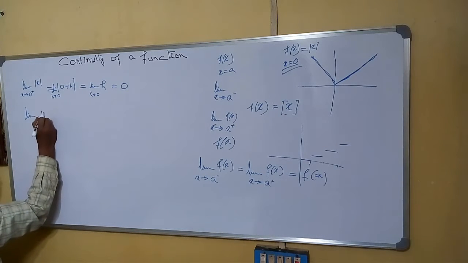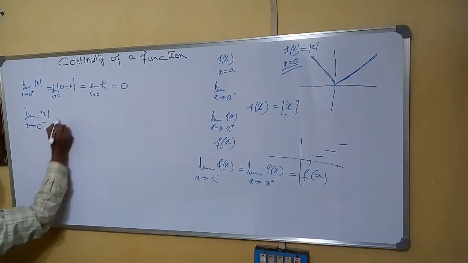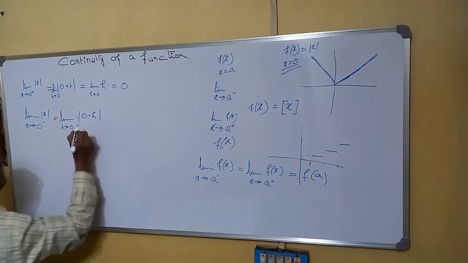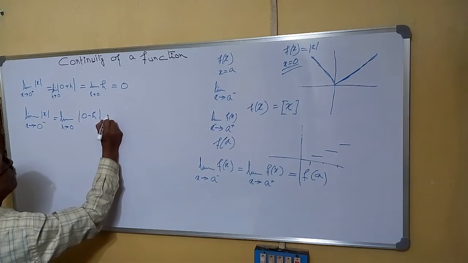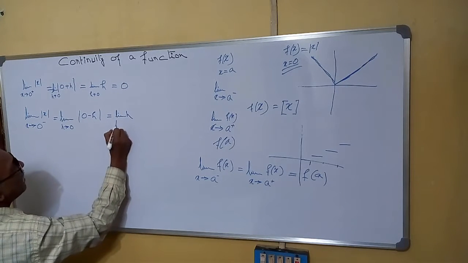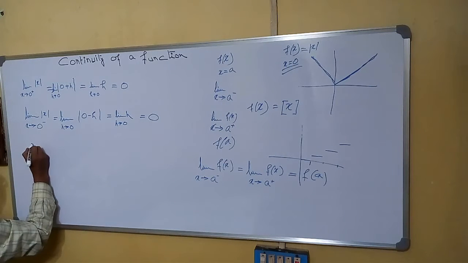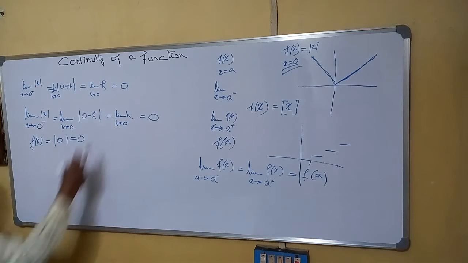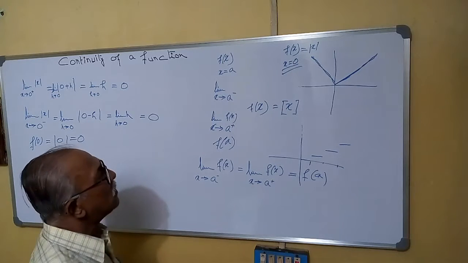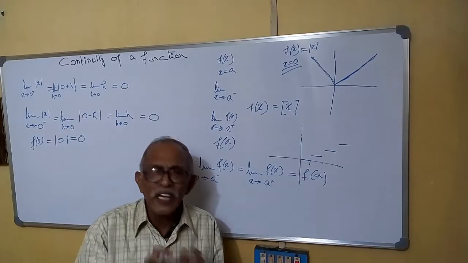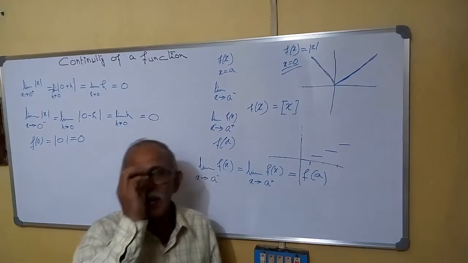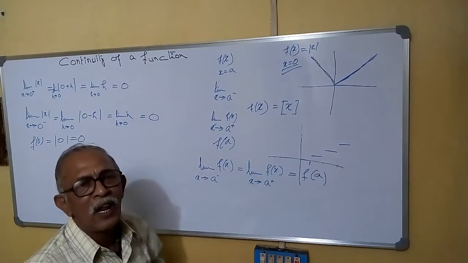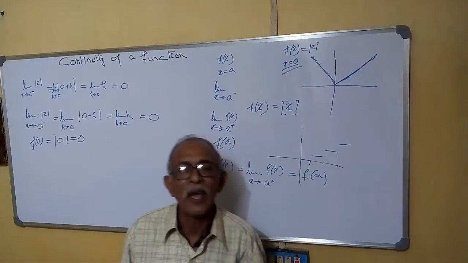Similarly, limit of mod x, x tends to 0 minus, we can write equals to limit h tends to 0 of mod of 0 minus h, and mod of minus h is also equal to h. So limit h tends to 0 equals to 0. Similarly, f(0) equals mod 0, and this is also equal to 0. Hence all the three are equal. That's why the function is continuous at x equals to 0. In this way, for any function, remember, if we want to find the continuity of a function at x equals to a, find the left hand limit, right hand limit, and f(a). If all the three are equal, only in that case the function is continuous. In all other cases the function is discontinuous.